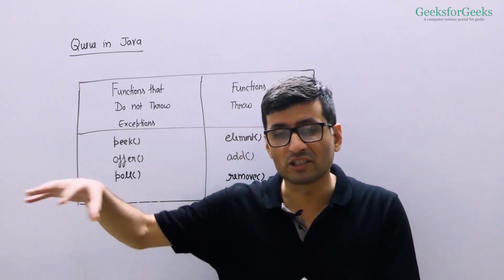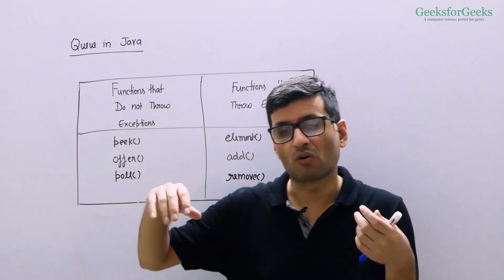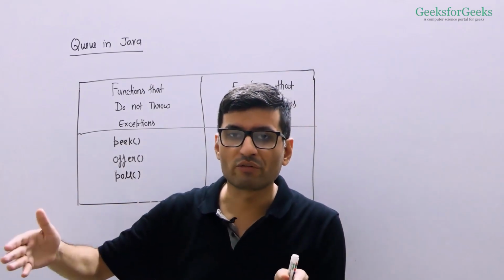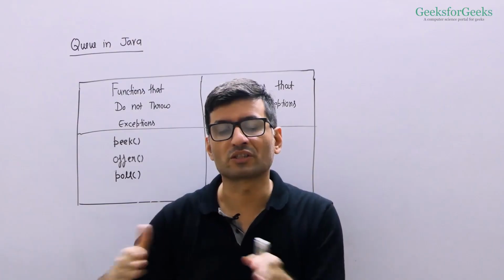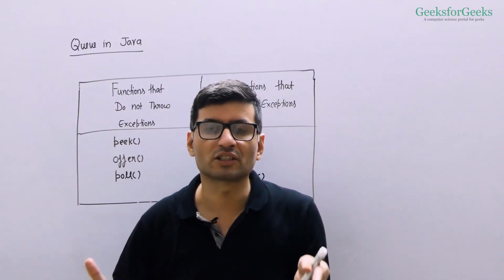So when you have a single resource shared by multiple people, or when you have a slow device and a fast device and you want to synchronize them, you use a buffer. Buffer is nothing but a queue.